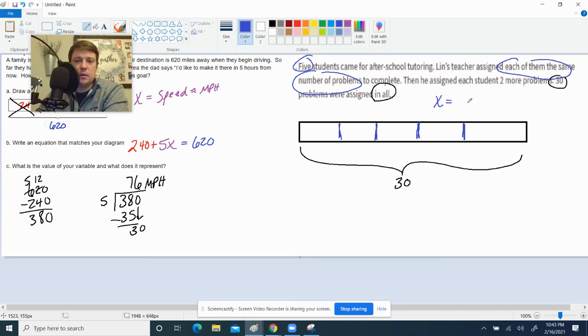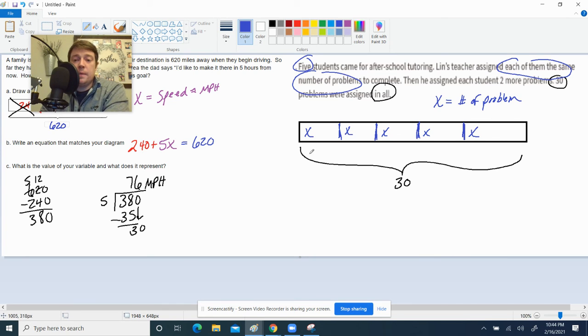So x can be our number of problems variable, right? So everybody gets x. You get an x. You get an x. You get an x. I'm like Oprah giving out cars, but it's x's. It's not as exciting or fun. But everybody gets an x, right?